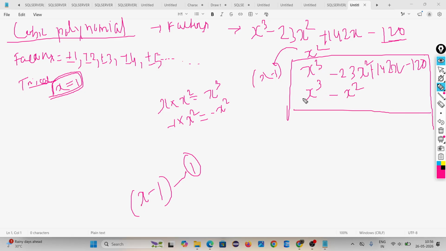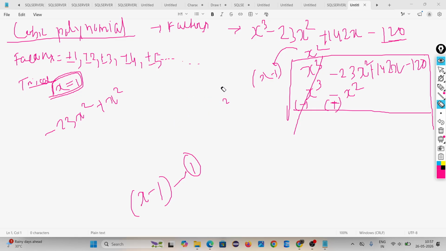Okay. Then look, the x cube symbol is plus, so you have to put minus here. We have to change the symbol into plus. Minus 23x square plus x square, it will be how much? Minus 22x square. And the remaining terms you have to write like this. Then tell me.